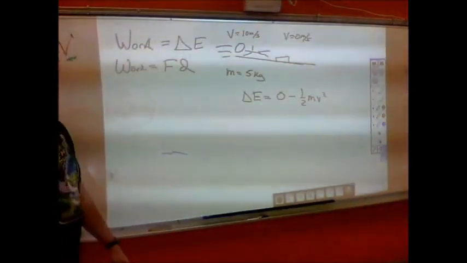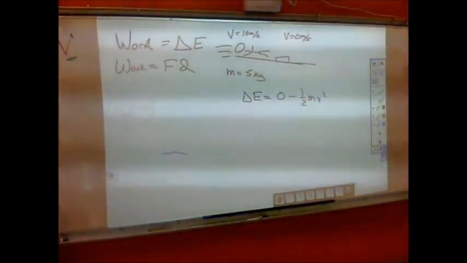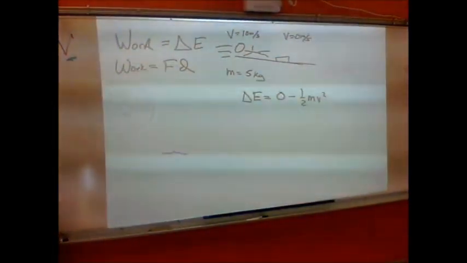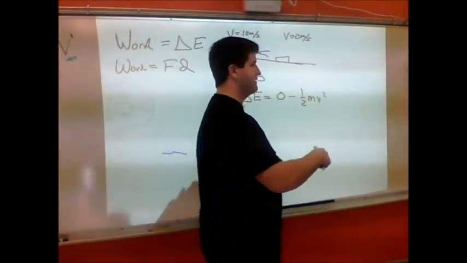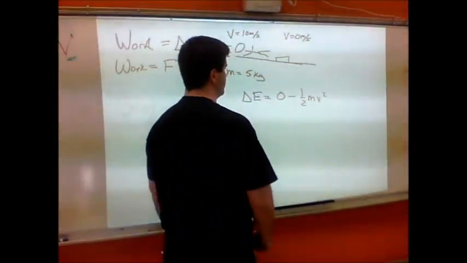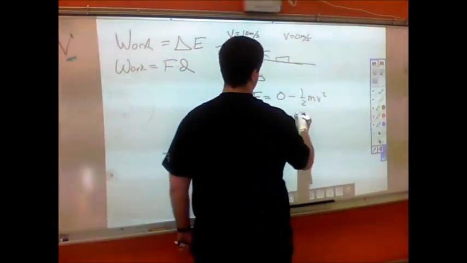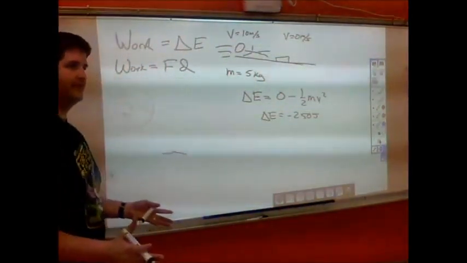All right. So v is 10, so 10 squared is 100, times 1/2 m, which is 1/2 times 5, is 2.5 times 100, so 250 joules. Negative 250 joules is the delta E. Okay, see how I did that? Does that make sense how we got that?